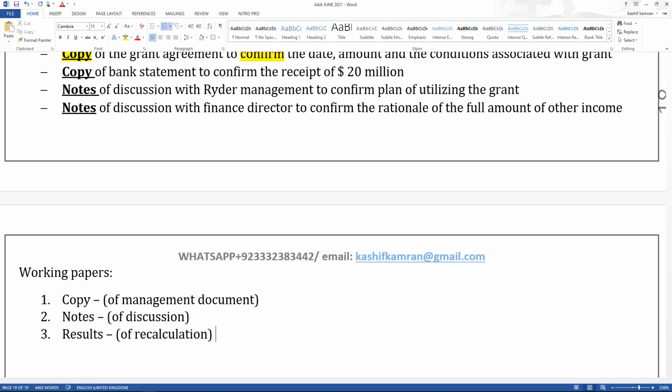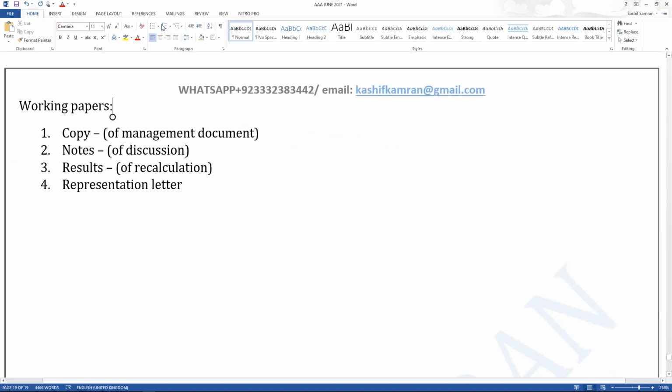Everything the auditor performs, is it documentary? And can there be something without copy, notes, and results in the working paper file? For example, in your working paper, you have a representation letter. So will you say a copy of the representation letter? No, you will just say a representation letter, because the representation letter belongs to the auditor, right? So you will have the representation letter in the working paper file. You will not say copy of the representation letter. You will simply say representation letter, because it's in the original form.